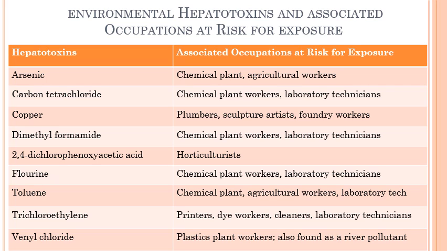Trichloroethylene can affect the printers, dye workers, cleaners, laboratory technicians, while the vinyl chloride can affect the plastic plant workers, and it is also even present as a liver pollutant because many of the plants who are using these chemical substances are also spreading the chemical with the wastage of the industry, and these wastages of the industry are dumped into the rivers and the canals.